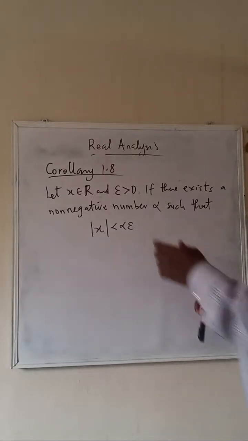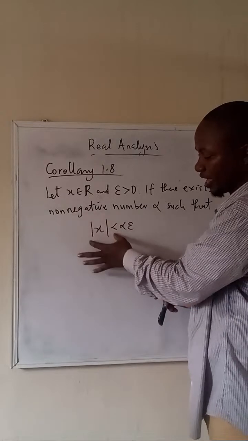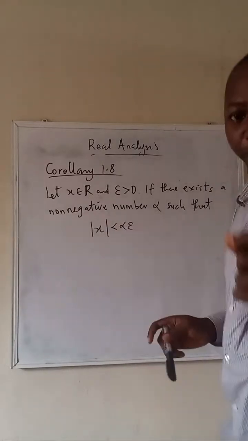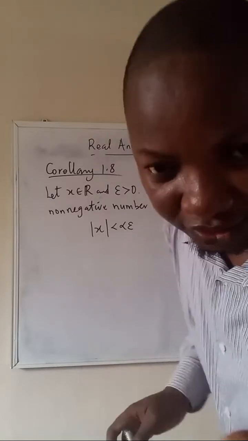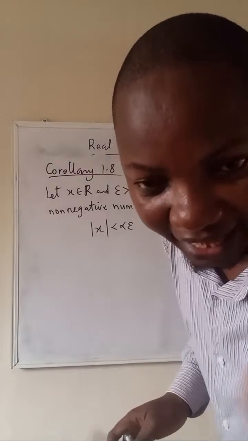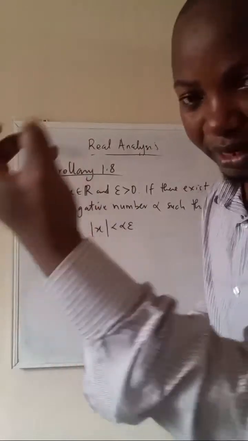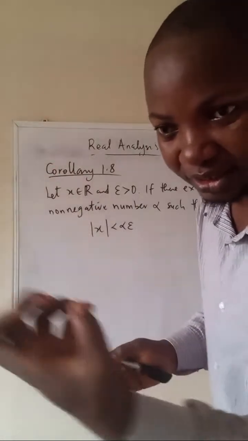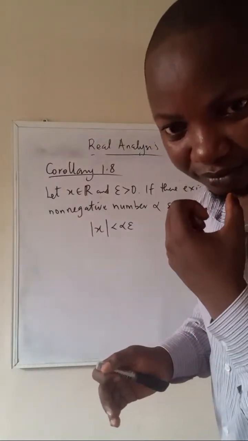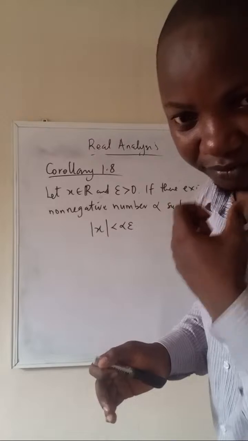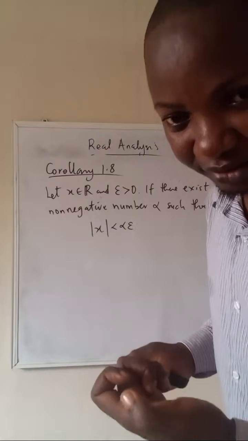Earlier we usually have x and epsilon, and this will be the absolute value of x less than epsilon. Now, we introduce another. Corollaries are like deductions from already established facts. That is a fact, and now we are deducing something from a fact. That is a corollary. Is that taken?